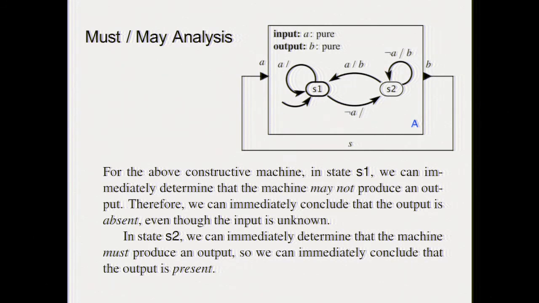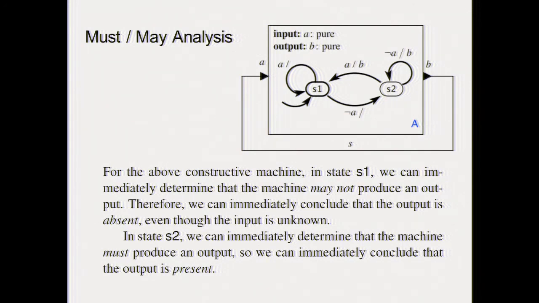Now, sometimes you can still get by using the idea of constructive, but with a minor variation. And this minor variation is about the may and must thing. So look at this machine in state S1, and we can immediately determine that this machine may not produce an output, right? Because if A is present, it doesn't do anything. The output is empty. Therefore, we can immediately conclude that the output is absent, even though the input is unknown. So no matter what the input is, the output is always absent.